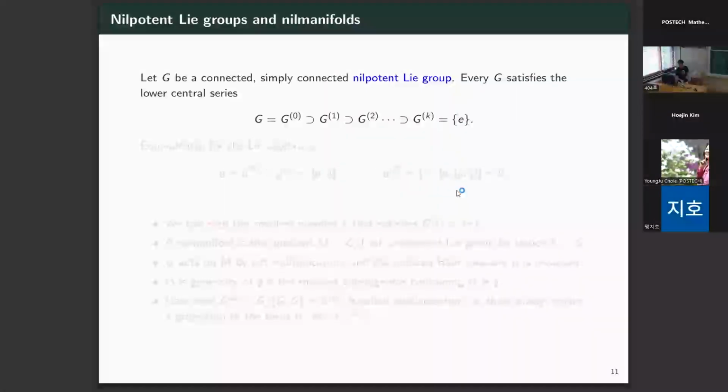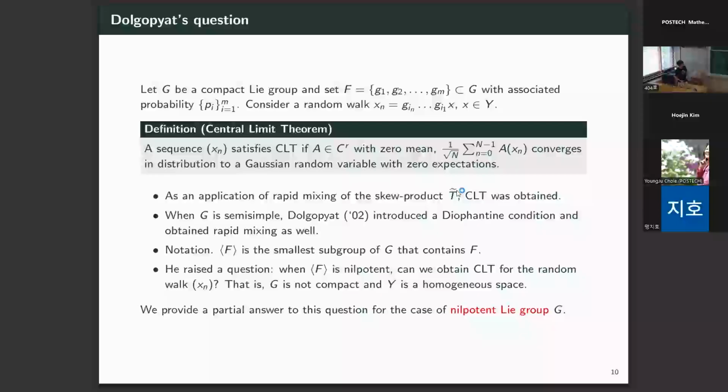I'm sorry, but could you go a little before? But then, I mean, where is this semi-simple condition, may I ask you? Where the semi-simple group? Yeah.